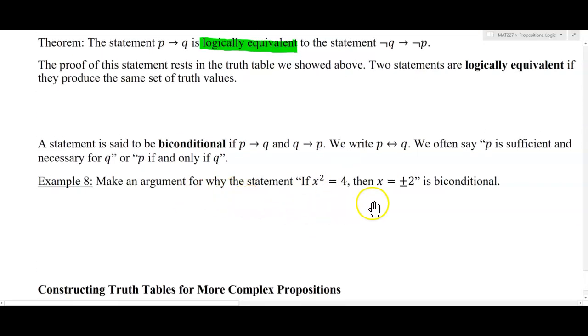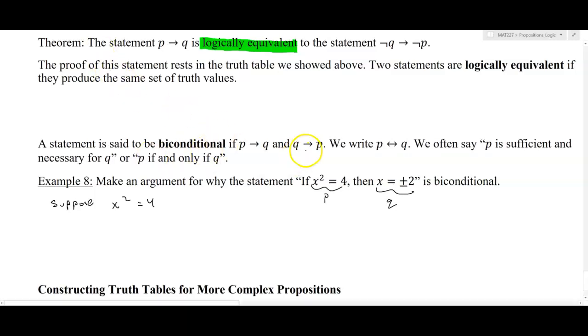So make an argument for why the statement, if x squared equals 4, then x equals plus or minus 2, is biconditional. Well, first of all, let's start with calling this P and calling this Q. So suppose the condition holds, x squared equals 4. Whenever we go on to prove things in a soon-to-come lesson, we always want to start with the condition and show whether or not the conclusion will follow.